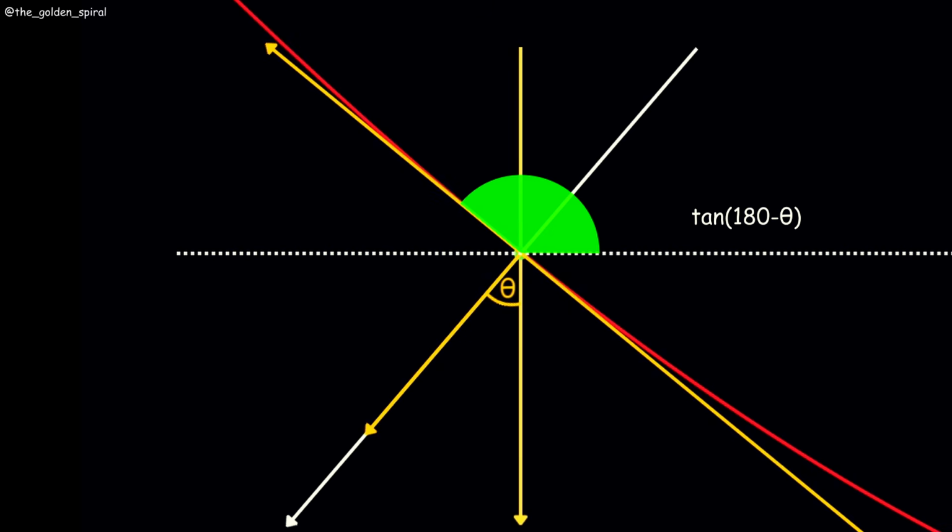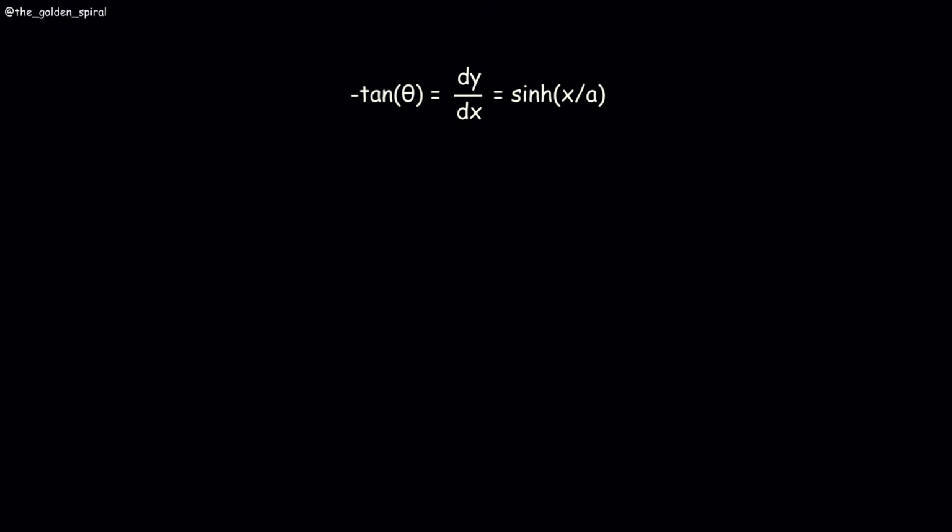From calculus, we know that tangent of this angle 180 minus theta is dy over dx, but tangent of 180 minus theta is minus of tangent theta, so dy over dx is minus of tangent theta. And we have computed dy over dx for our curve, which is sine hyperbolic of x by a. So all of these terms are equal to each other. Now we have just simple manipulations.